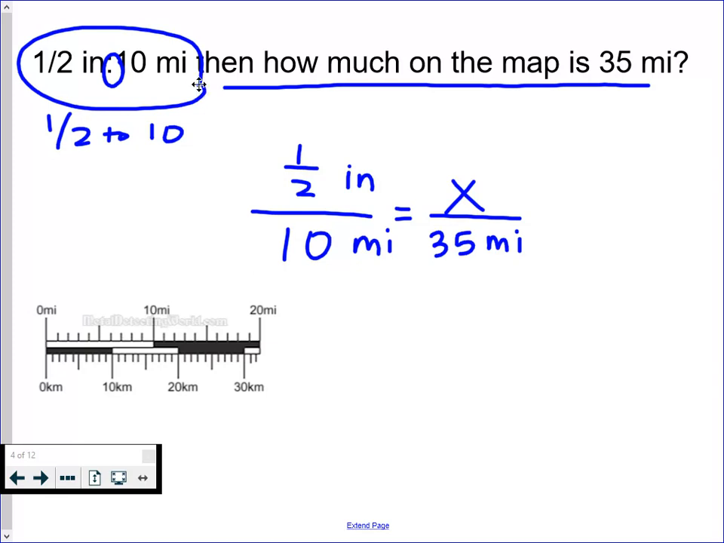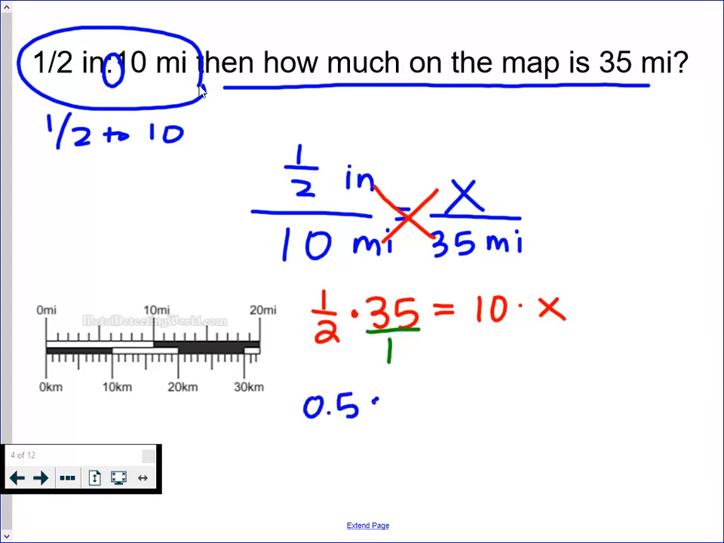Then, my two favorite strategies, scale factor, or if no scale factor, cross product, which means ½ times 35 equals 10 times x. If you're panicking because of the fraction, you can make them both fractions and multiply straight across. Or you can use the decimal.